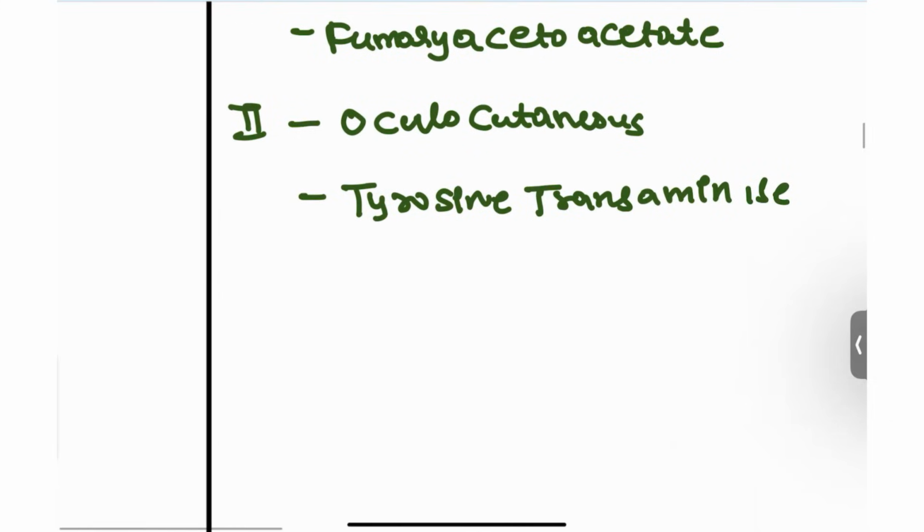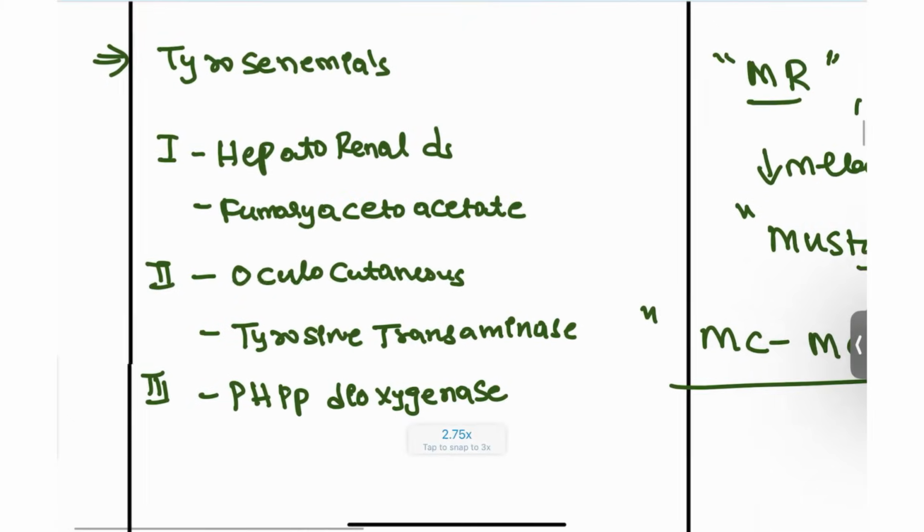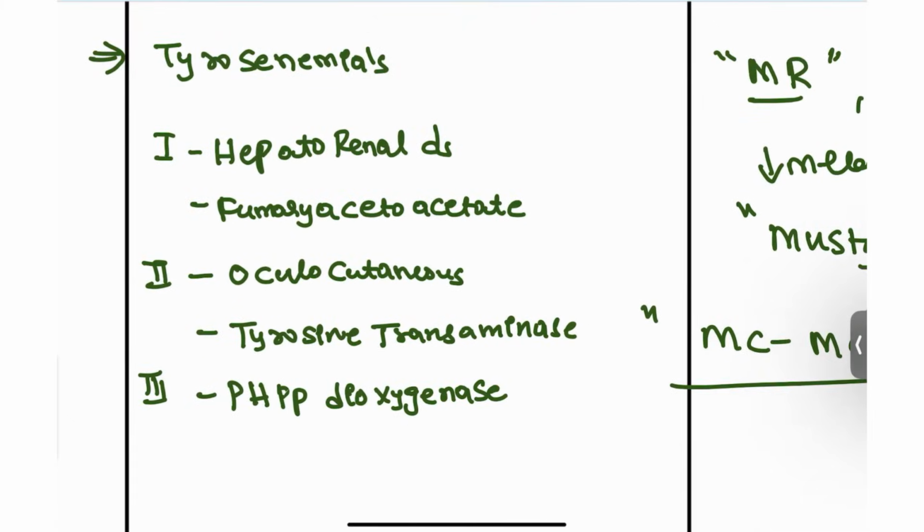Next, type 3, very rarely seen. It will be associated with newborns, with PHPP dioxygenase enzyme deficiency. These are the tyrosinemias.